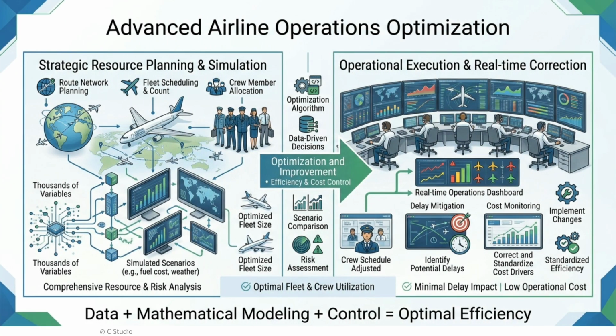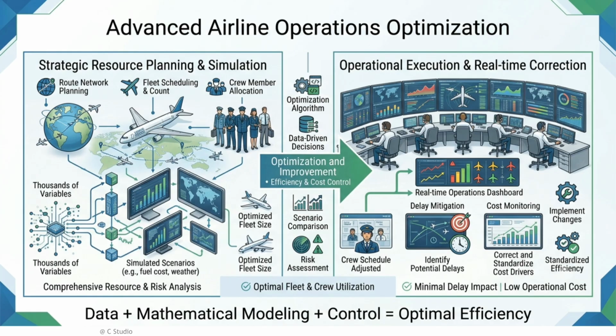Imagine an airline. Every day, the airline must decide how many aircraft to schedule, how many crew members are needed, which routes should operate, and how to minimize delays while keeping costs low. These decisions involve thousands of variables and cannot be made accurately by intuition alone.